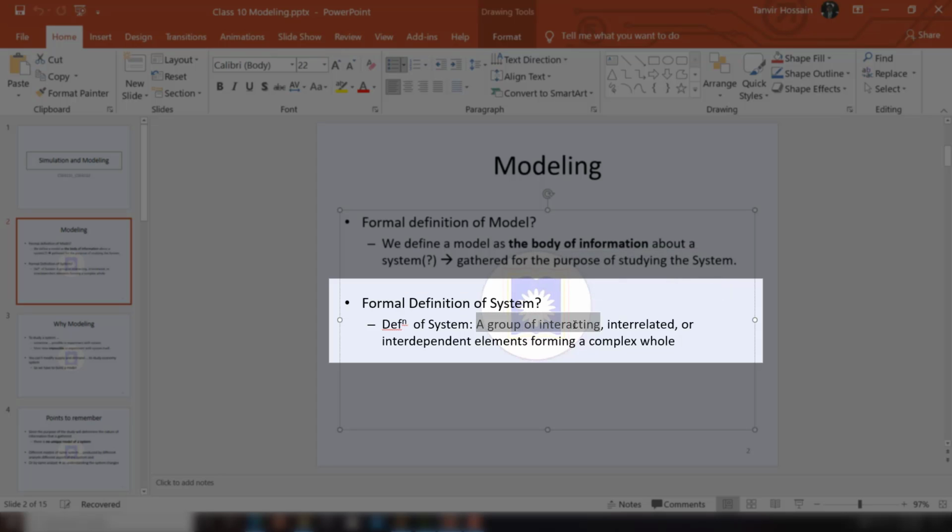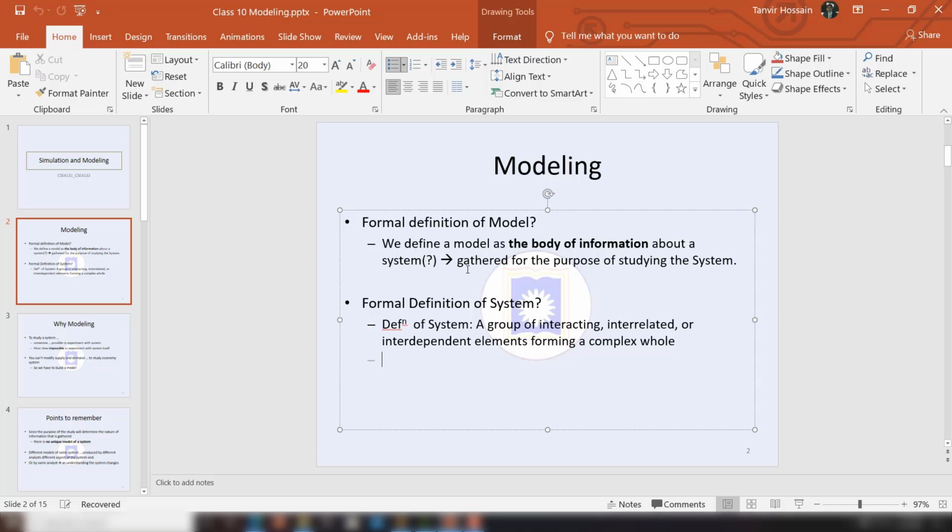A system is a group of interacting, interrelated or interdependent elements forming a complex whole. So something that is trying to solve a complex problem via interacting, interrelated and interdependent elements, that is a system. And for that system we are going to try to formulate some body of information. Each of those bodies of information can be specified or noted as models of the system.